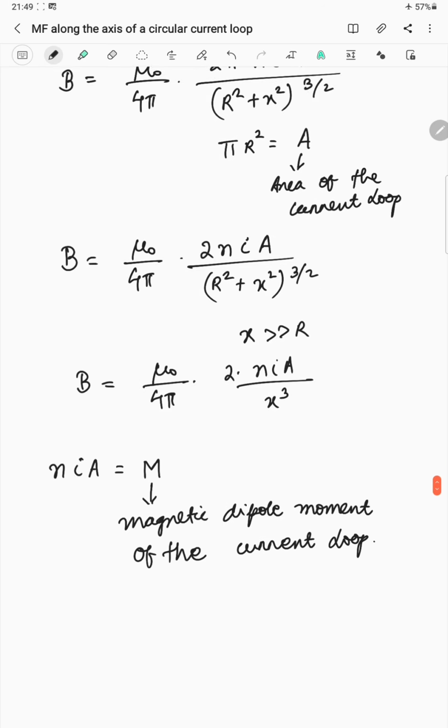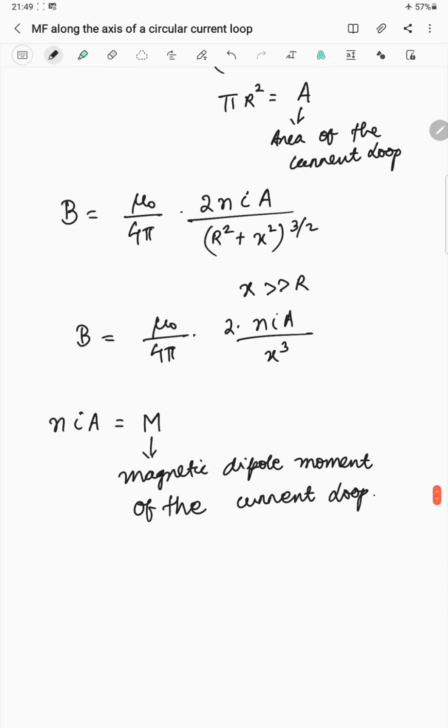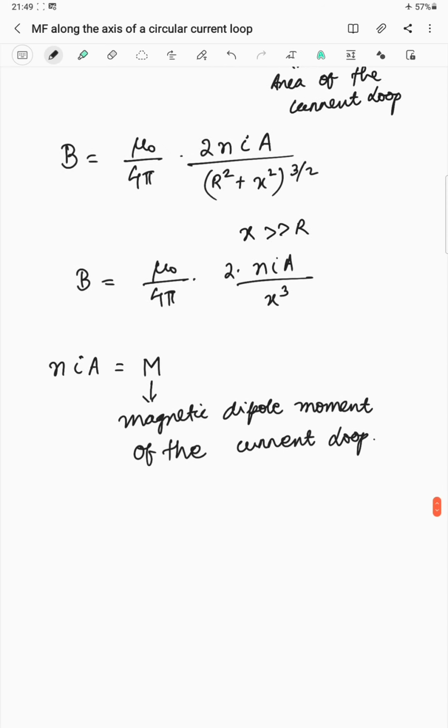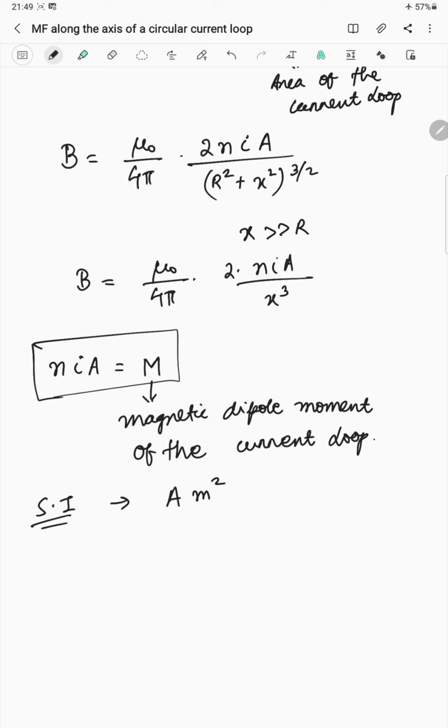Okay, followed. Now what will be the SI unit? This is very important. This proof also we'll do in our subsequent classes. Another proof is there. Then what is the SI unit of this magnetic dipole moment? It is ampere meter square.